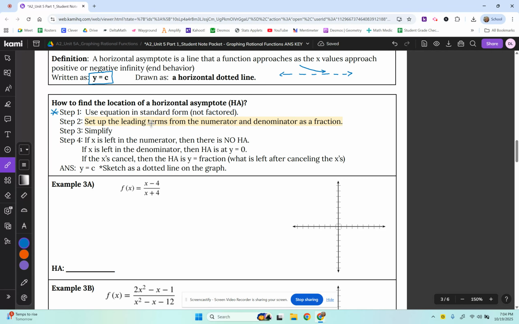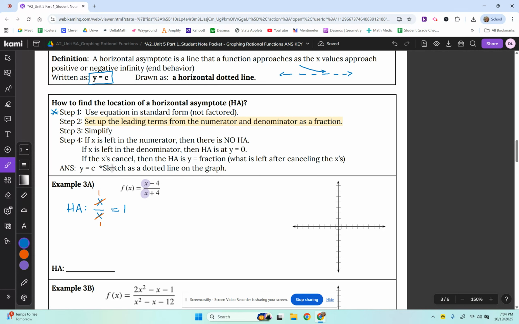Okay, so we are going to set up just the leading terms from the numerator and denominator as a fraction. If I hop over here and look at my leading terms, I have an x and an x. To find my horizontal asymptote, I'm going to set them up as a fraction: leading term x over leading term x. Step 3 says we're going to simplify. My x's are each going to cancel, and when we cancel those out, we get a 1. So I end up with the number 1.